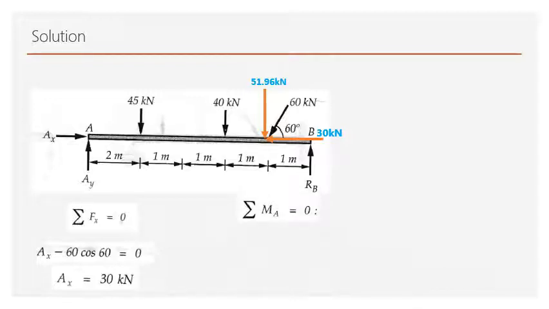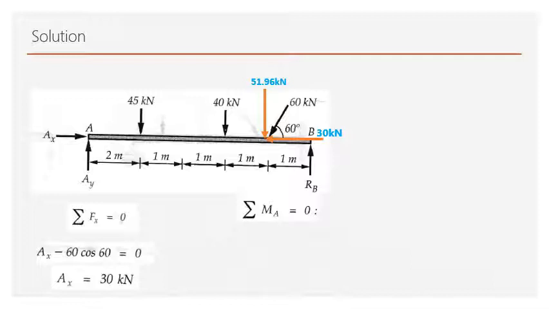Let's take the moment of all the forces about the point A. So apply the moment equilibrium condition, sigma MA is equal to 0. If we want, we can take the moment about the point B also. Then sigma MB is equal to 0. Here it is taken the moment about the point A. So what are the forces producing moment? Ax and Ay pass through the point A, so do not produce any moment.